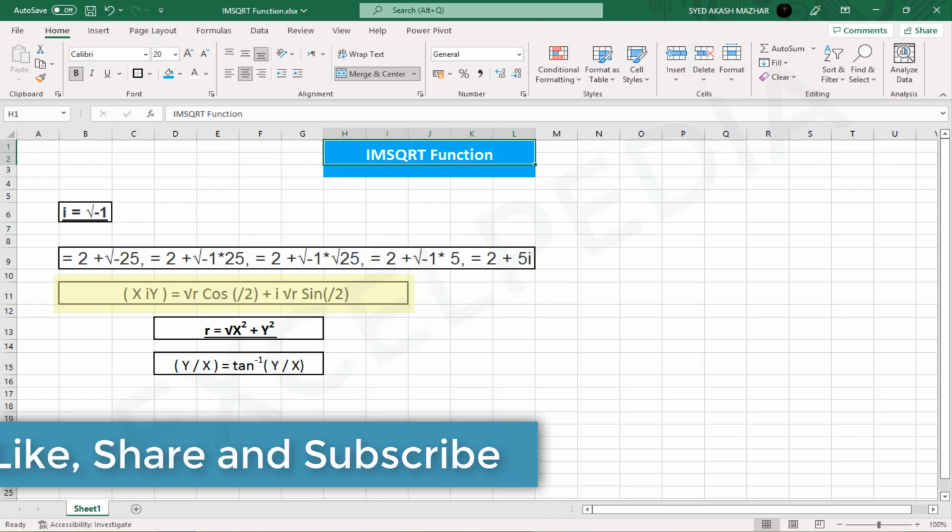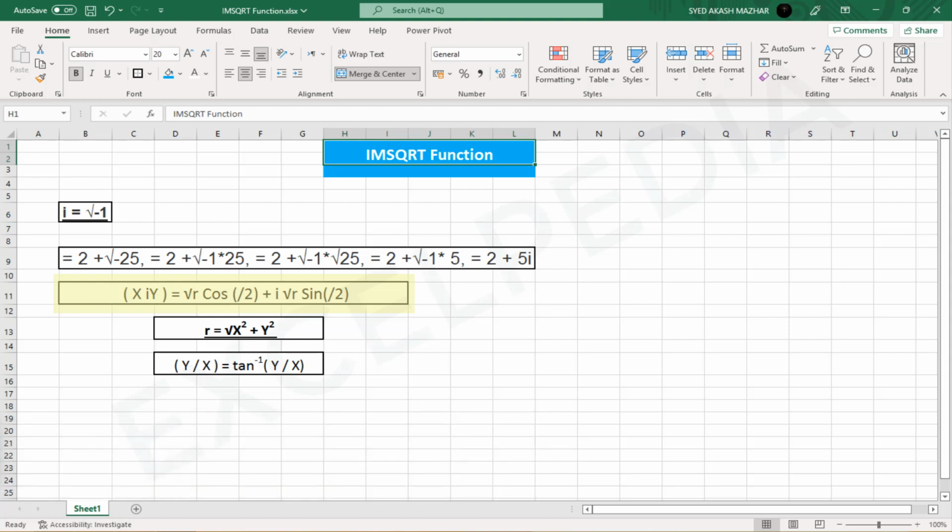x and y are the coefficients of the real and imaginary part of a complex number. 2. r is equal to the square root of the sum of the squares of the real and imaginary part. r equals square root of x squared plus y squared. Cos and sine are the trigonometric functions, whereas θ equals the inverse tangent of y over x, equals tan^-1, open parenthesis, y over x, close parenthesis.